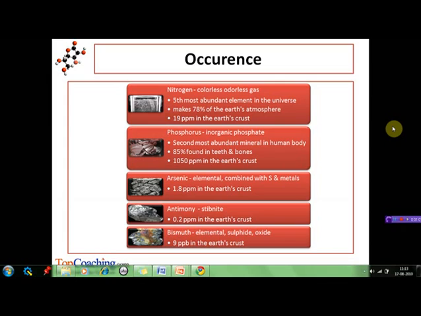Next element is arsenic, which is found in its elemental form as well as combined with sulfur and other metals. Its abundance is 1.8 ppm in the earth's crust. Next element is antimony, which usually occurs in the form of sulfide mineral stibnite. Its abundance is 0.2 ppm in the earth's crust. Bismuth, although it occurs in its elemental form as well, its important economic sources are in the form of sulfide and oxide ores. Its abundance is 9 parts per billion in the earth's crust.